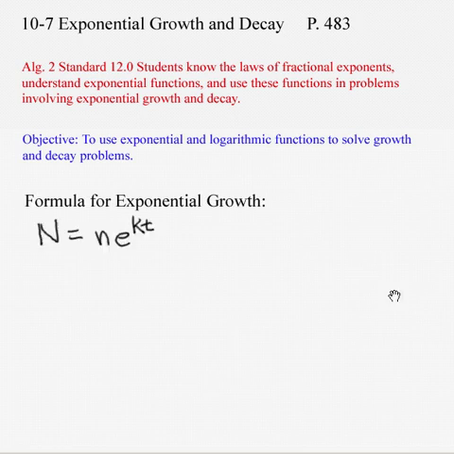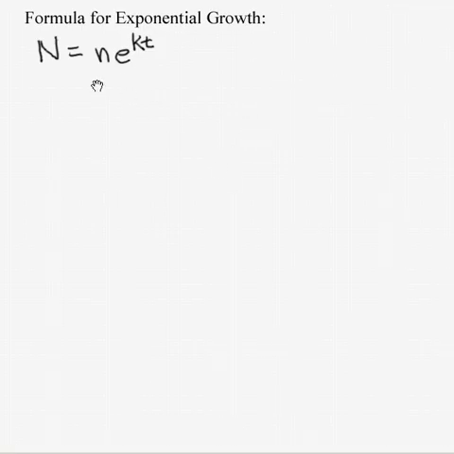Here's the formula I would suggest using for growth. I prefer this one over the textbook. And I know we have uppercase N equals lowercase n times e to the kt power. As we learned previously, e is that constant of growth.